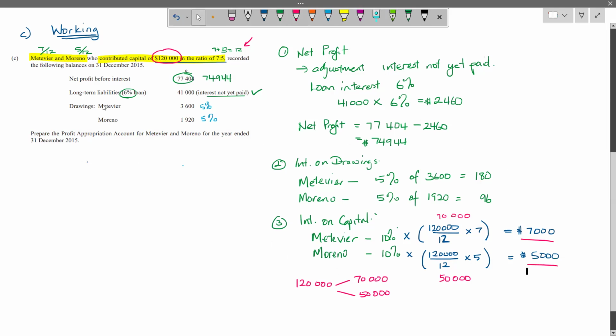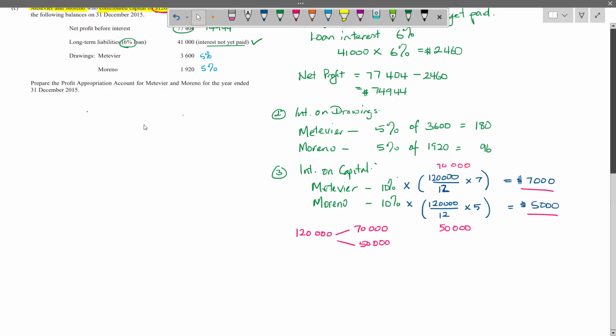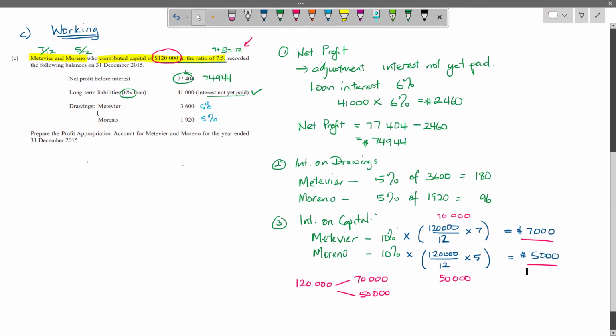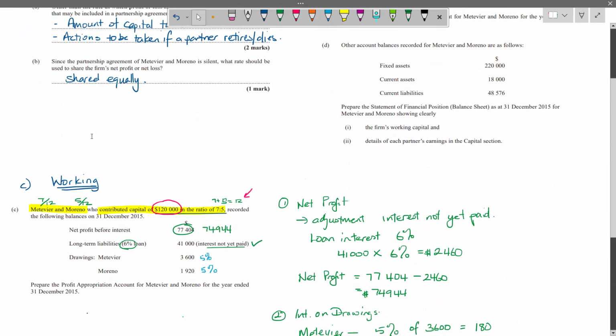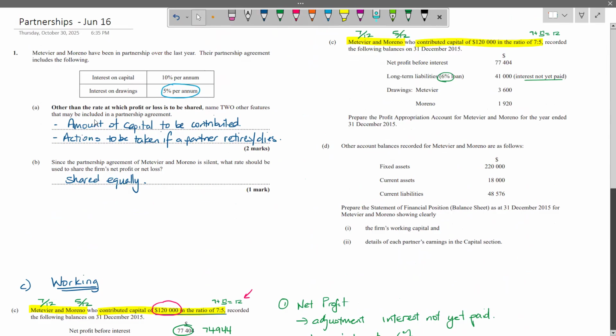Now, the question didn't say anything about loans being paid to any of these people. This is usually what would follow after we do interest on capital, after which you get to the share profits. Now, we did say that it was silent on the share profits. So it means that we're going to have to share profits and losses equally.